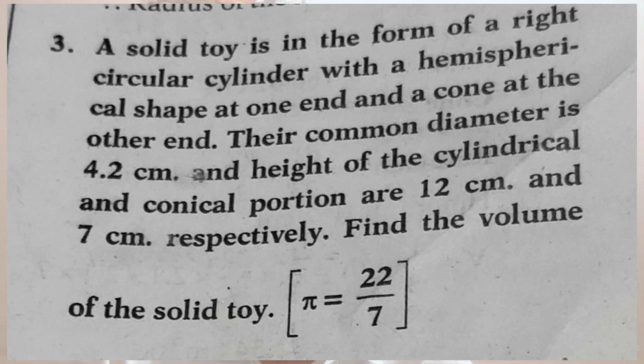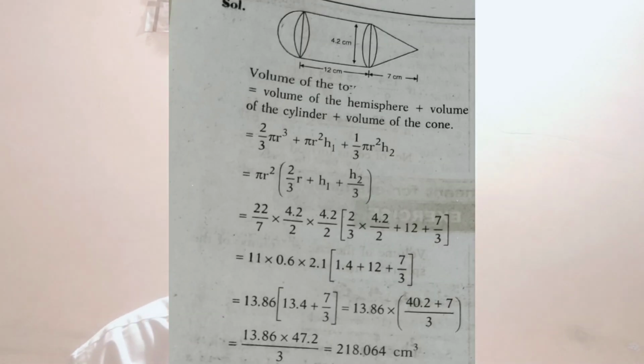A solid toy is in the form of a right circular cylinder with a hemispherical shape at one end and cone at the other end. Their common diameter is 4.2 cm and heights of the cylindrical and conical portions are 12 cm and 7 cm respectively. Find the volume of the solid toy. So here again, we already discussed this object previously. First in the middle we have the cylinder and on either side one is hemisphere and the other is the cone. Here we have all the measurements of these objects. By using the volume formulas of the given solids, you can easily solve this sum. Okay, so these types of sums are very important in mensuration.